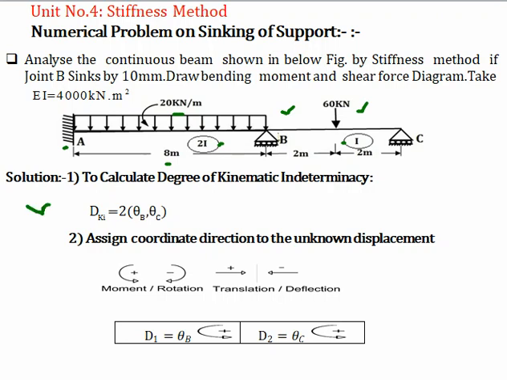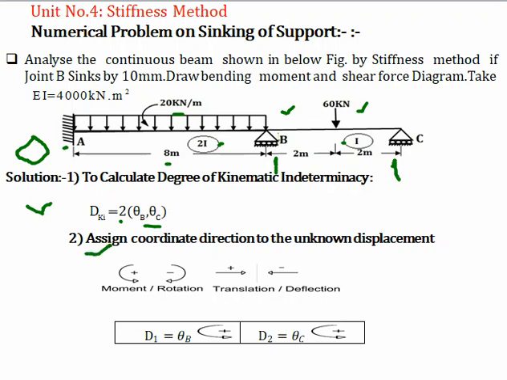Now the first step in the solution, we have to find out the degree of kinematic indeterminacy or degree of freedom. At A the support is fixed, so degree of freedom will be 0. At B and C there is 1 degree of freedom each, that is theta B and theta C. So total degree of freedom is 2, named as theta B and theta C.